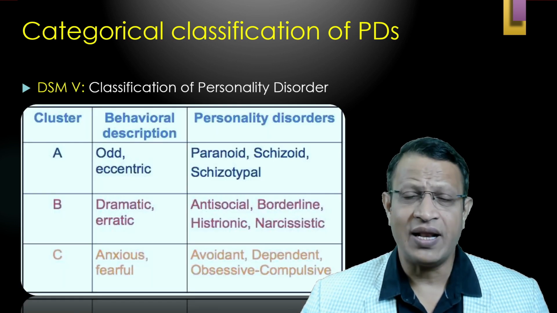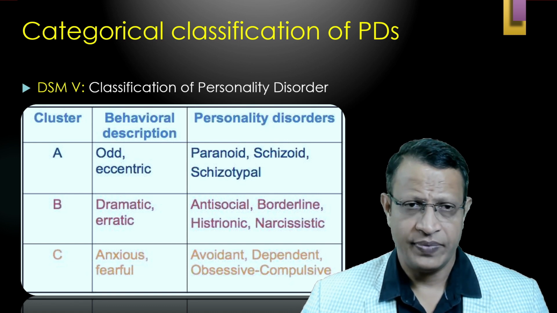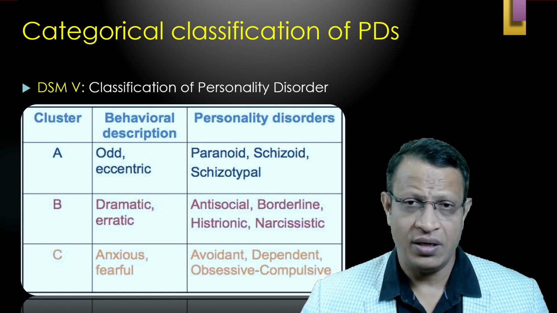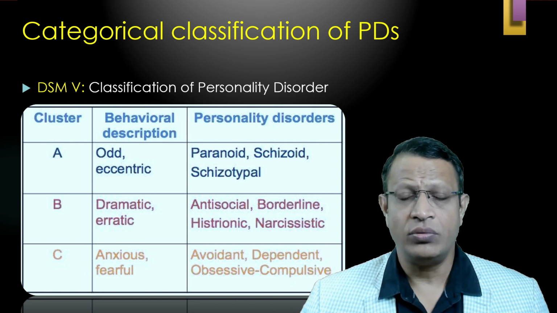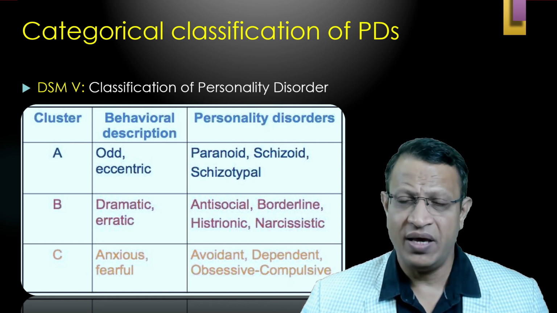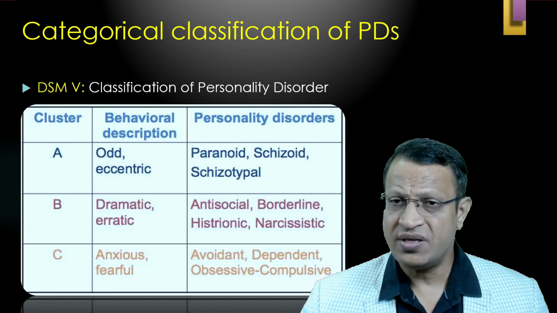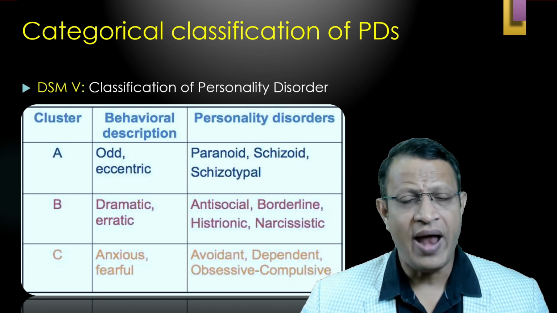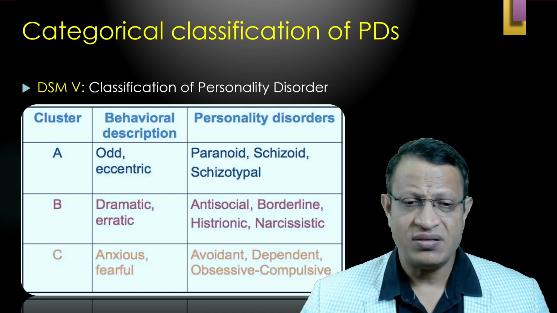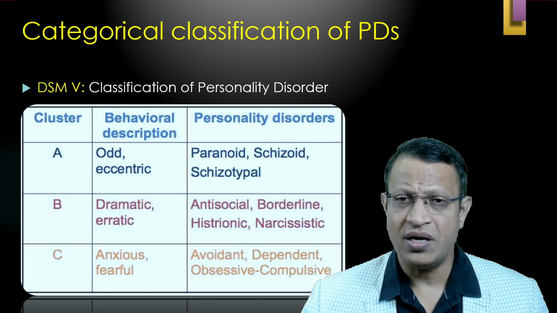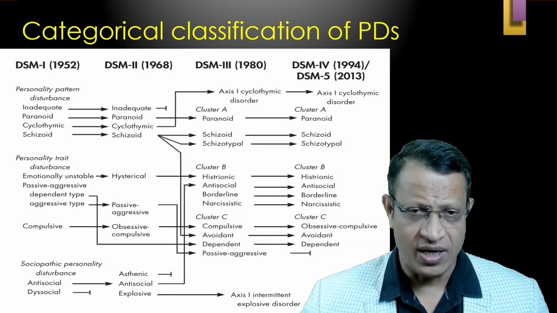If you look at the DSM-5 classification of personality disorder, it is still categorical. They are classified into three clusters: cluster A, B, and C. Cluster A forms the odd, eccentric behavior, such as paranoid, schizoid, and schizotypal. Cluster B are dramatic and erratic personality disorders, such as antisocial, borderline, histrionic, and narcissistic. Cluster C is anxious and fearful: avoidant personality disorder, dependent personality disorder, and obsessive compulsive personality disorder.